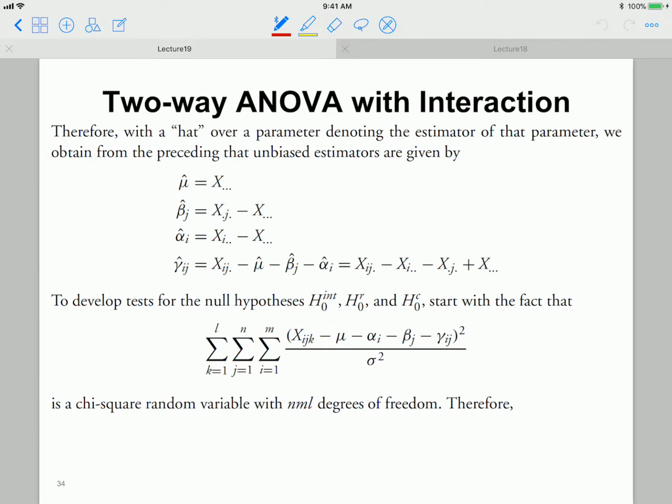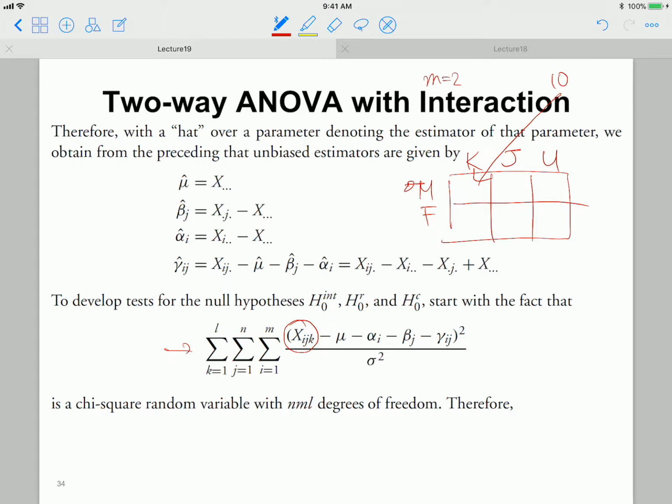Okay, and now let's consider this measure, xijk. Let's just consider this situation: male versus female, and then maybe Korea, Japan, and US. And then we collected maybe 10 different observations. So M is 2, N is 3, and L is 10 in this case.